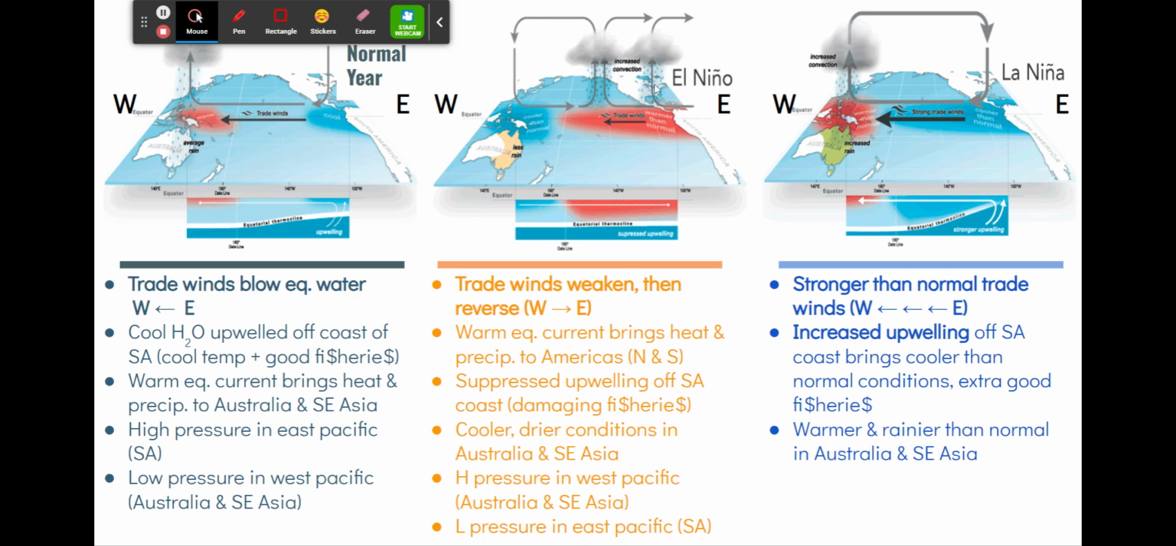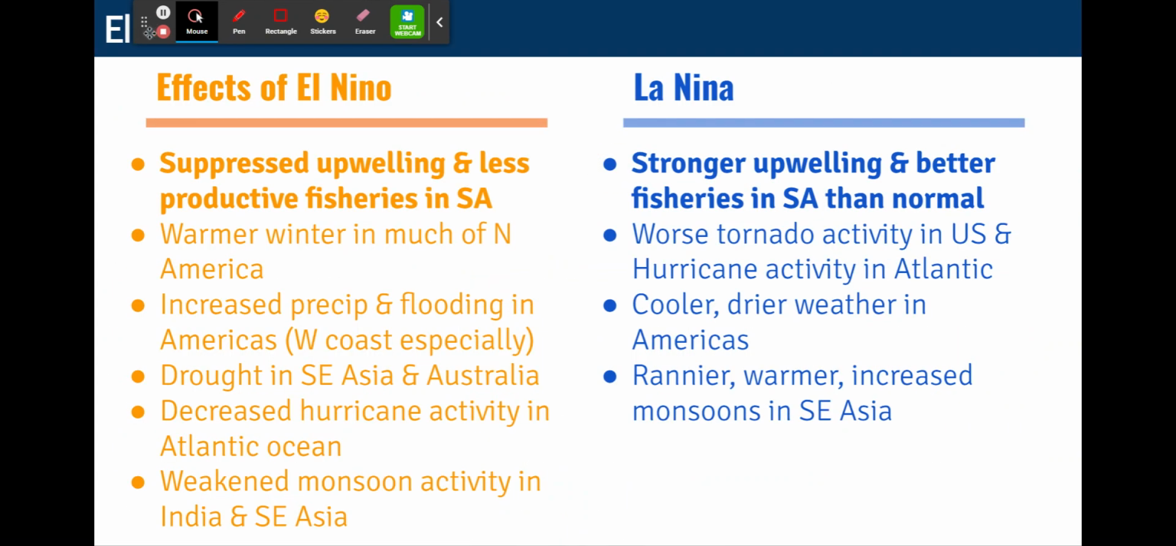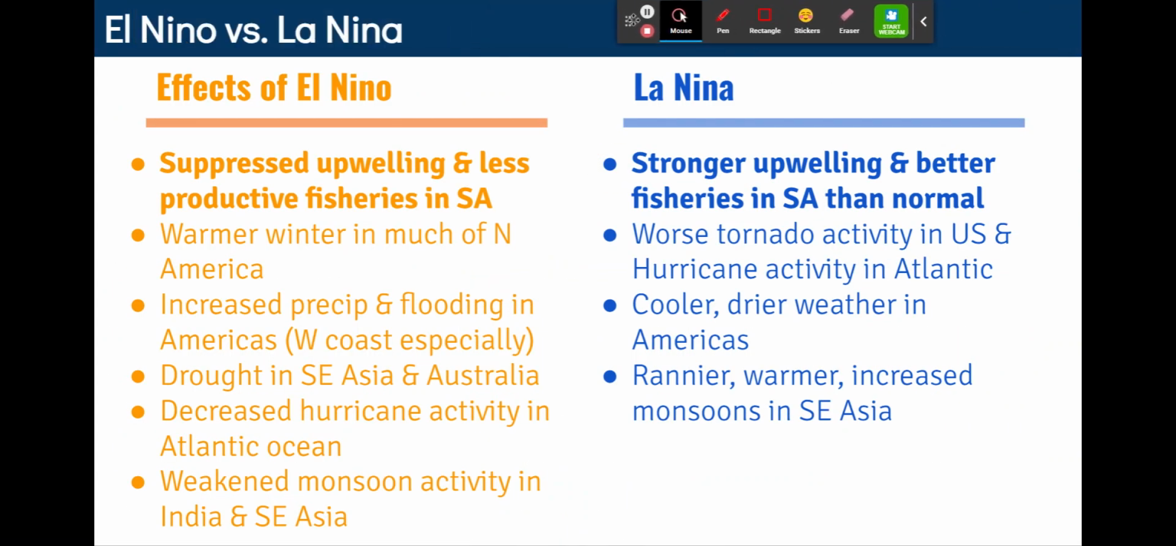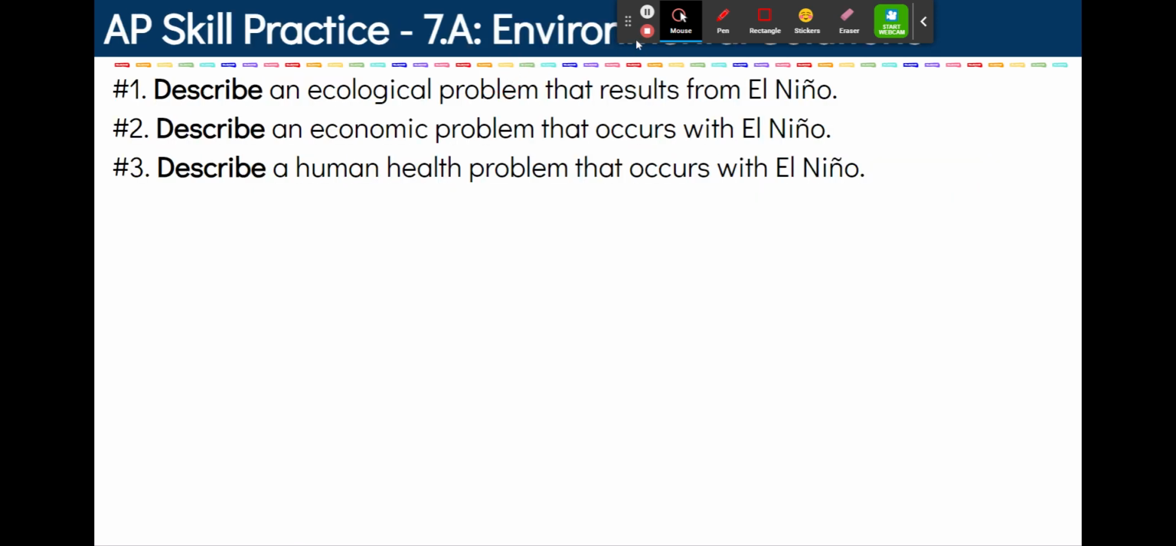So we're currently in an El Nino year, meaning that our trade winds are blowing from west to east, in the opposite direction, and we are not going to have as much upwelling, resulting in low productive fisheries. And here's just a review of El Nino and La Nina. And here is your AP skill practice questions. Go ahead and fill these in your note packet.